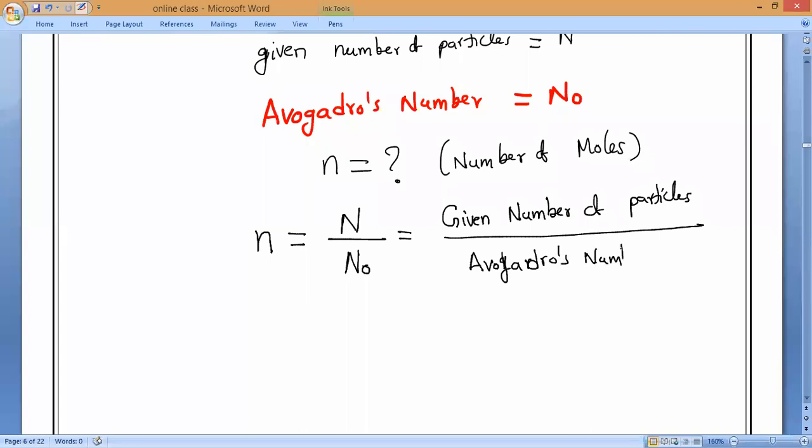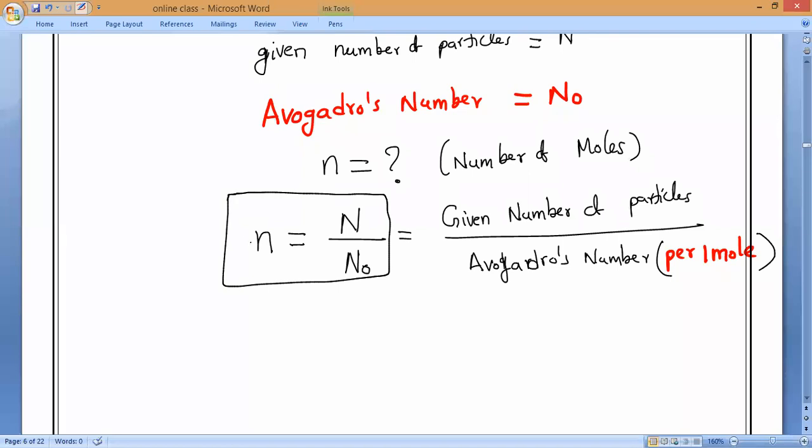Avogadro's number. Now tell me, Avogadro number of any substance is equal to how many moles? 6.022 into 10 power 23, for how many moles of substance? Per 1 mole. Please remember that: per 1 mole. You should get that in the substitution, which is why I am saying per 1 mole. Okay, so this is the second formula. Hope everybody is clear.